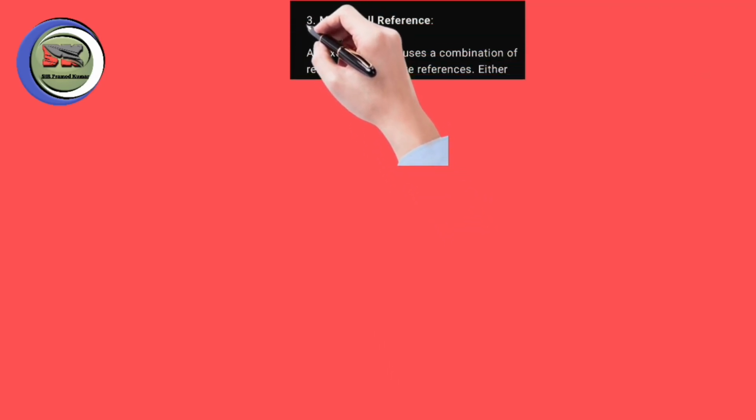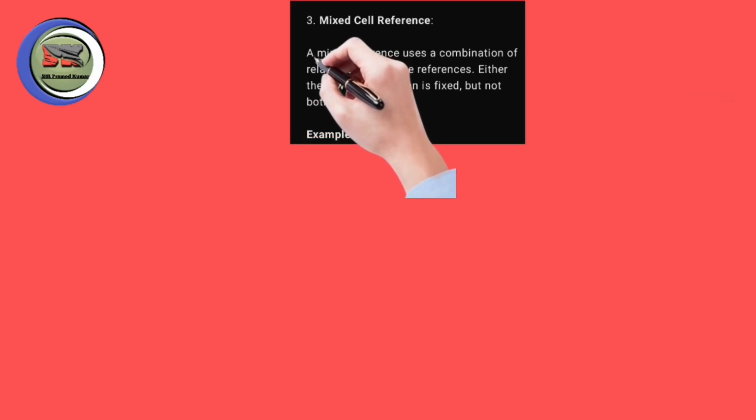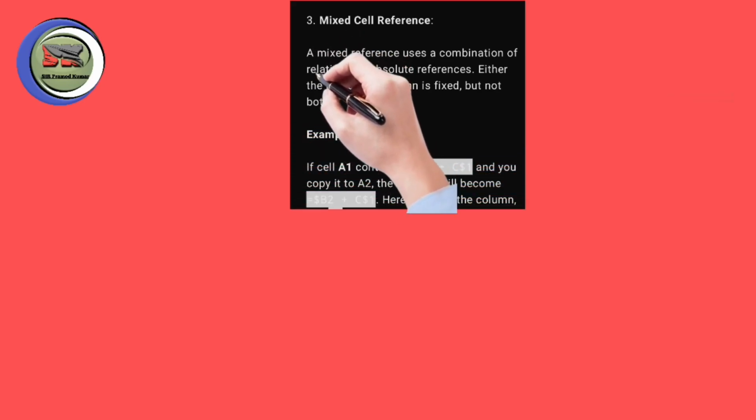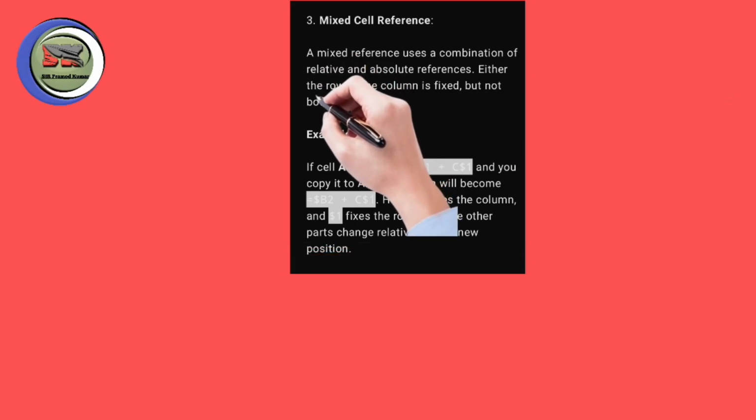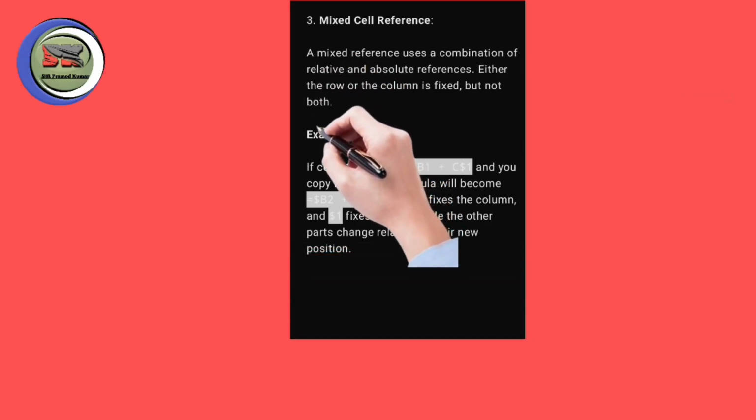3. Mixed cell reference. A mixed reference uses a combination of relative and absolute references. Either the row or the column is fixed, but not both.